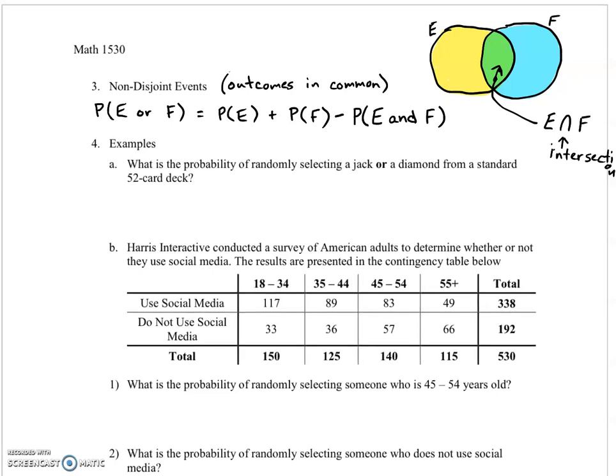So just to be clear here, let's make a little key. If it's highlighted in yellow, that's event E. If it's highlighted in blue, that's event F. And the part of the diagram that's green is what we call E and F.